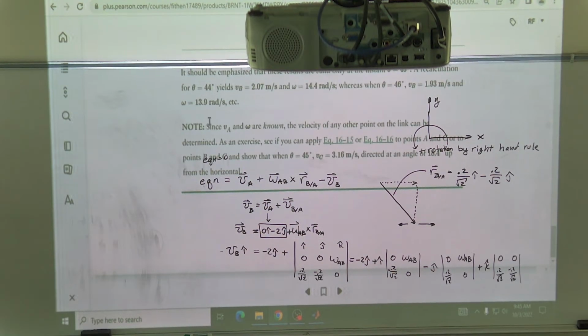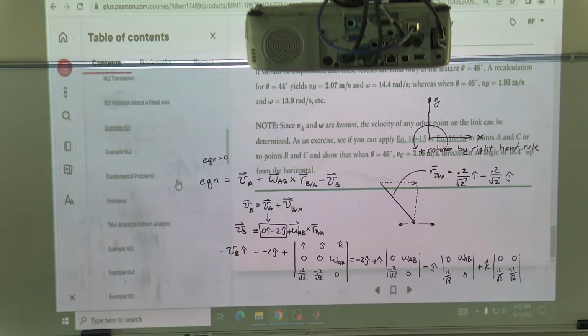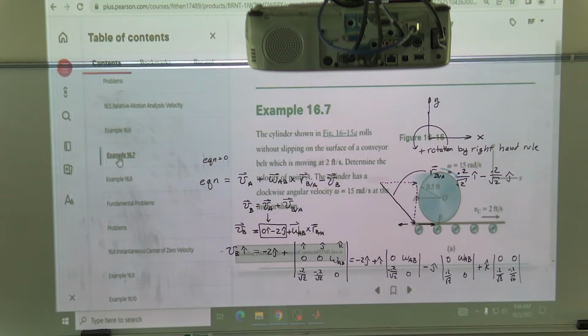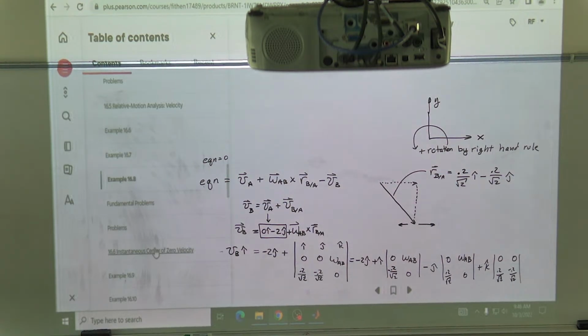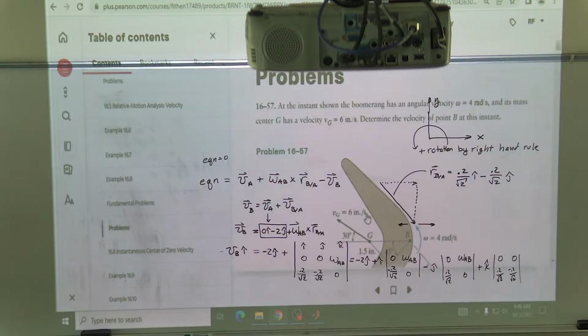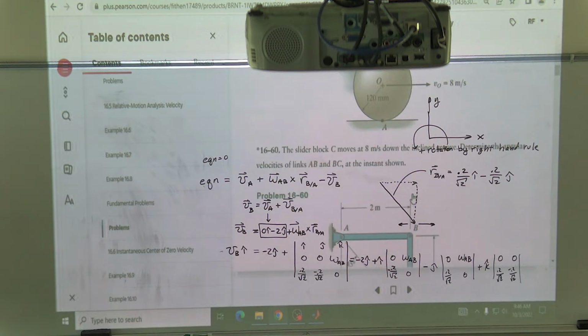So what we'll do is we'll do more and more of these until it becomes comfortable. Then you'll have a whole set to do. Then we'll go into instant centers, which actually helps a lot. And here's a set of problems. So what we'll do next time, we'll just start working on these problems.